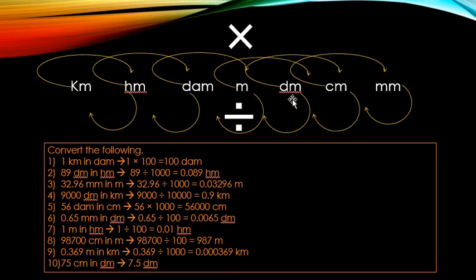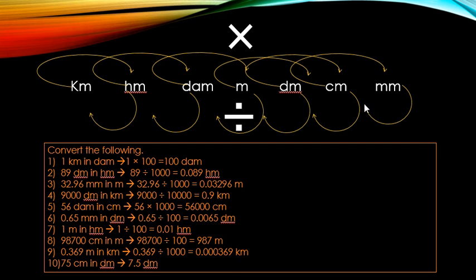Now over here we went from decimeter to hectometer, right? So we have to divide it by 1000. So what do we get over here? We'll get 0.089 hectometer. Now the next question is 32.96 millimeter in meter.